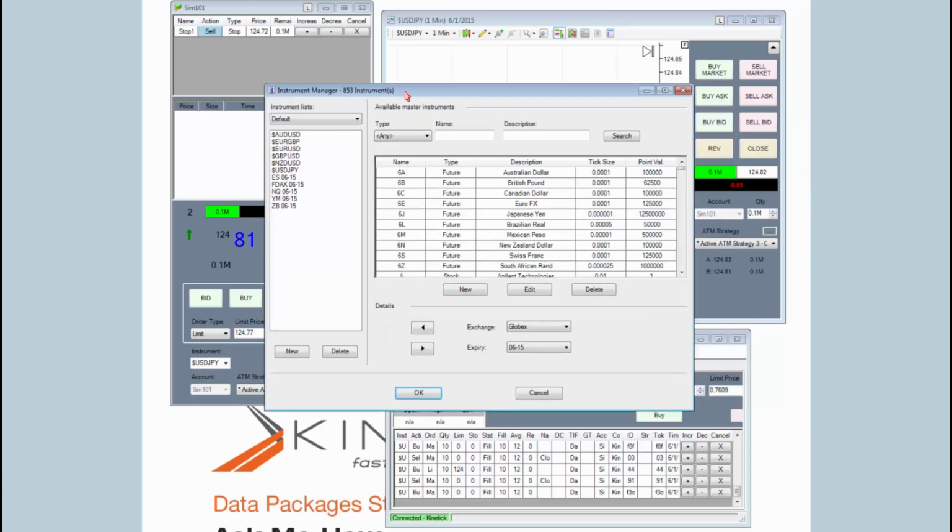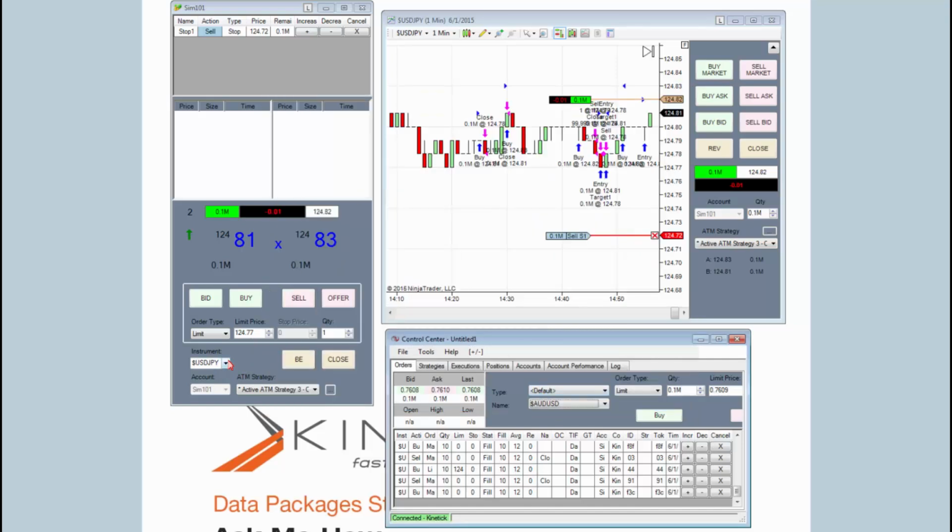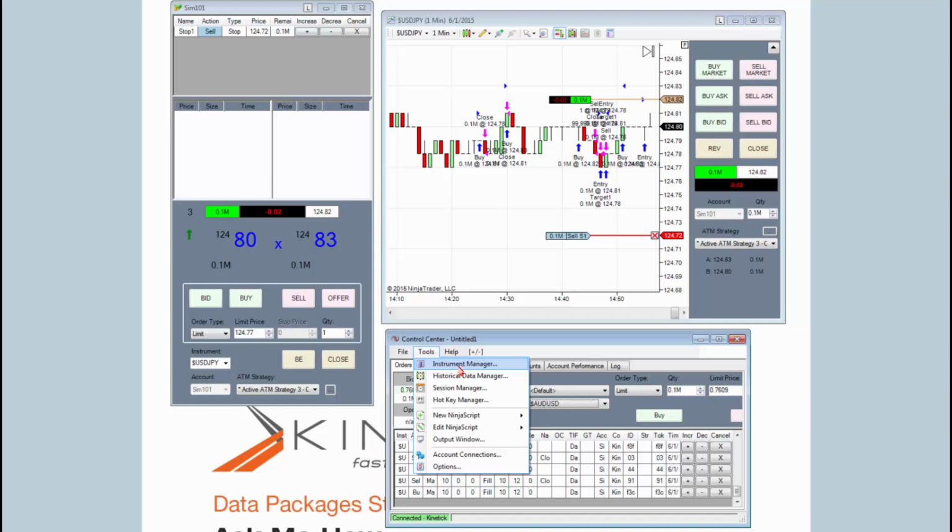I'll click that. Now the Instrument Manager is pretty much divided into two sections. Over here on the left, we have our instrument lists. So in NinjaTrader, you can create lists of instruments to group things together for convenient reference later on. The default instrument list is going to be just selected by default. This default instrument list is what's going to show up in all the drop-down menus. So that counts for this one here. It also counts for when you're working on charts or the Superdome.